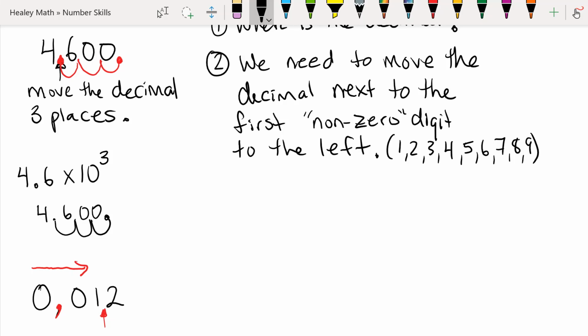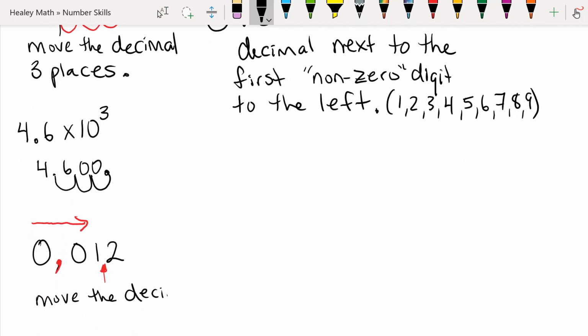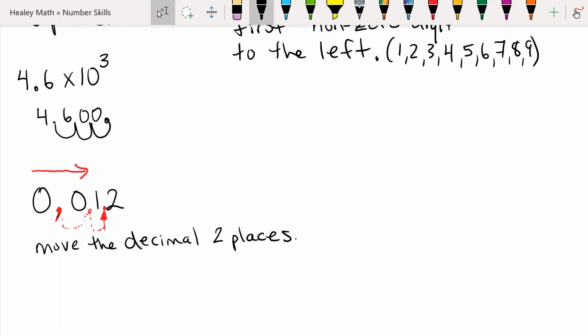We need to move the decimal. Let's count our spaces. Go 1 step, 2 steps. So we need to move the decimal 2 places. Therefore, we can rewrite this as 1.2 times 10 to the negative 2.